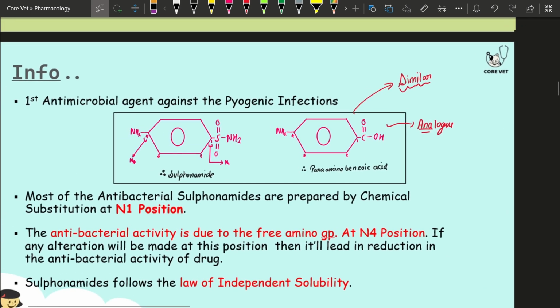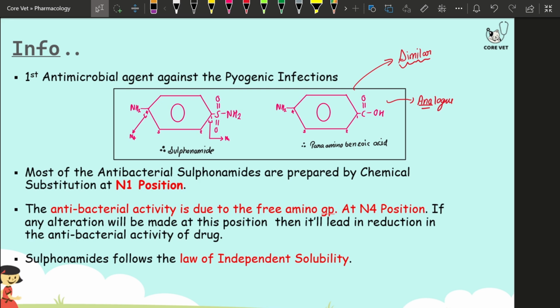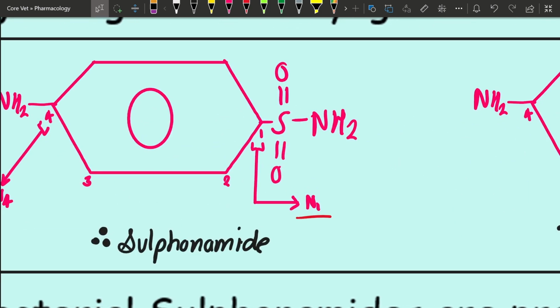If we talk about the structural aspect, most of the antibacterial sulfonamides that have been formed, we will discuss later in the classification of the sulfonamide, where we are going to look at several sulfonamide drugs, right? They are formed by chemical substitution at the N1 level. When we make substitution with several groups at the N1 position, we get several drugs related to the sulfonamide class, right?